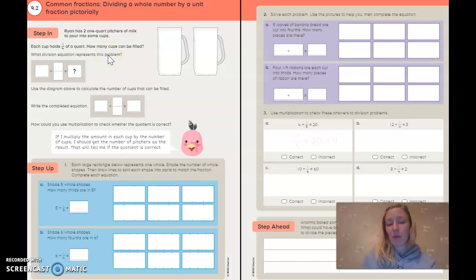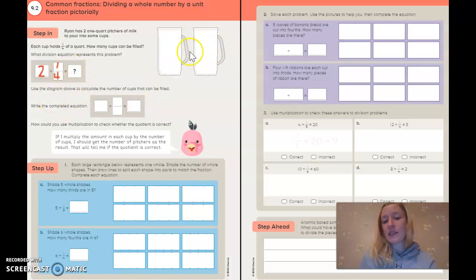So after reading that problem, I know I've got two numbers that I'm going to be working into that equation. I've got 2 and 1/4. Now I have to ask myself, what am I breaking up? What am I dividing? Well, I know that I'm dividing these pitchers up into different cups that each hold 1/4, and I want to figure out how many cups can be filled. So I know I have 2 whole quarts, and I'm dividing that by 1/4. And then when I figure that out, that should give me my answer.